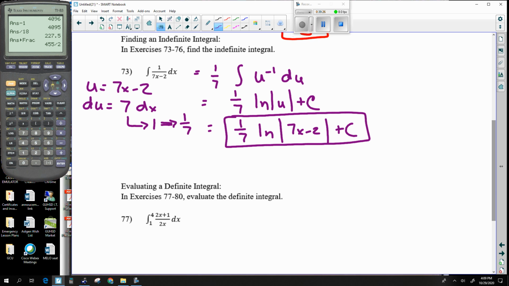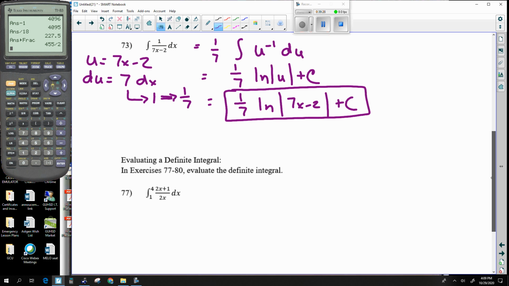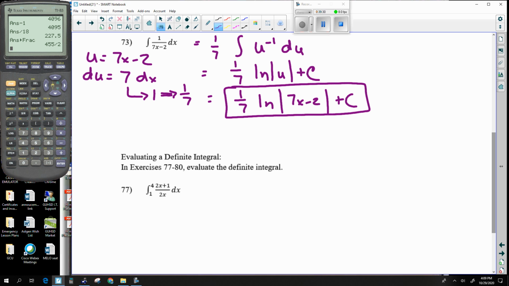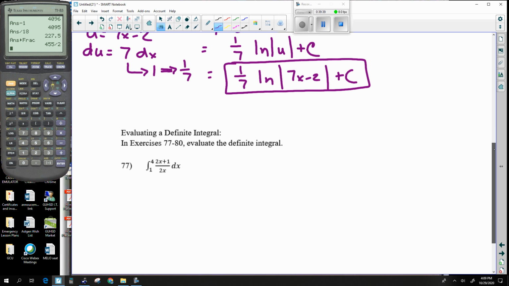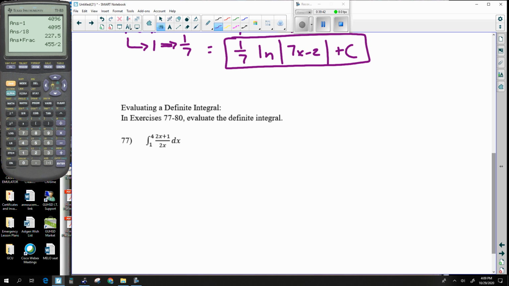All right, this next one is the one that we have to get swifty if you're a Rick and Morty fan. We have to get pretty clever with this number 77. And the reason that we have to get clever is because if I said, hey, I want U to be 2x plus 1, the derivative of that is 2, but I don't have a 2.